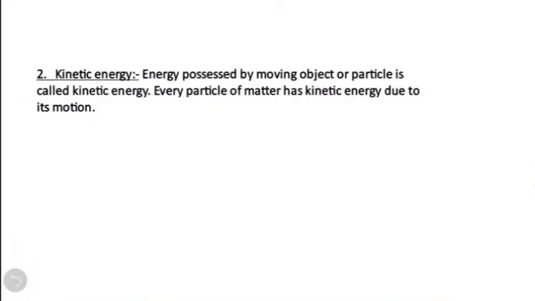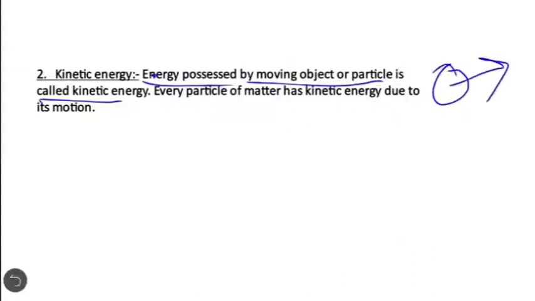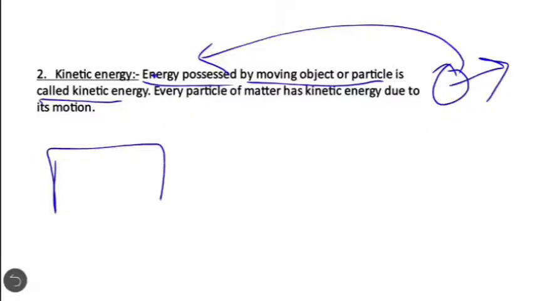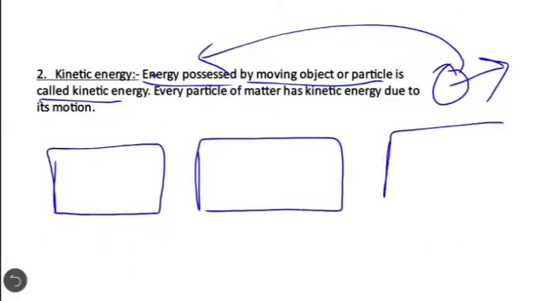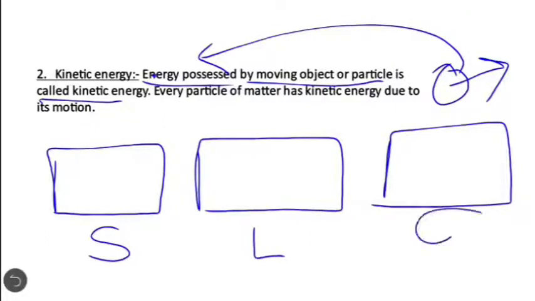Now the second point is kinetic energy. Energy possessed by a moving object or particle is called kinetic energy. You have read in ninth class that a moving particle always possesses energy, which is known as kinetic energy. So in solid, liquid and gas, we have to study the nature of kinetic energy of the particles. Once again we have to draw the structure of solid, liquid and gas particles.